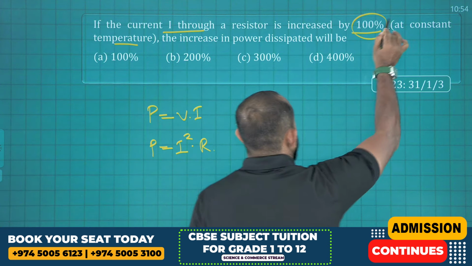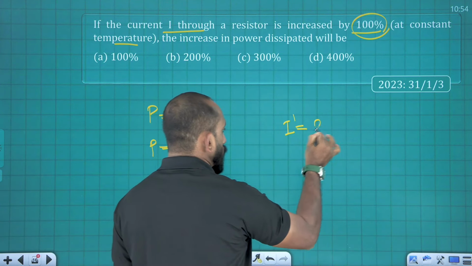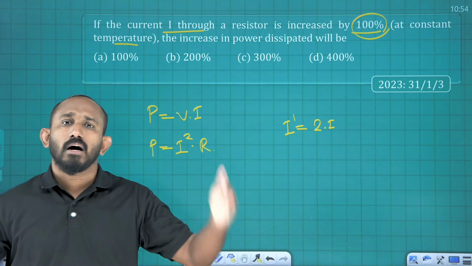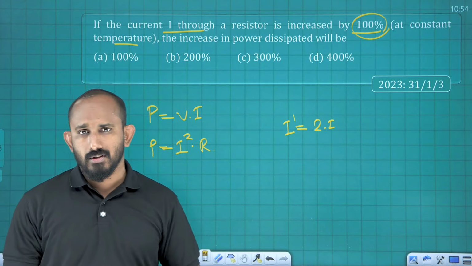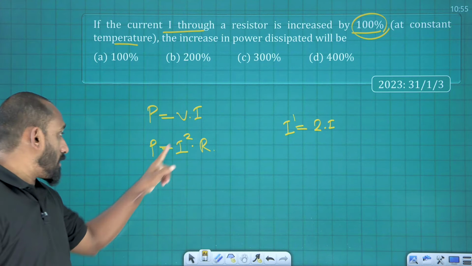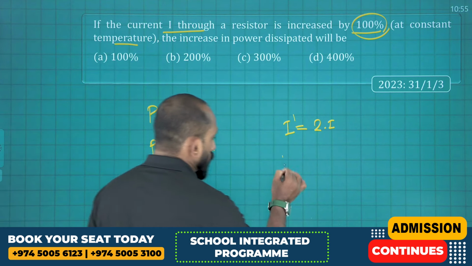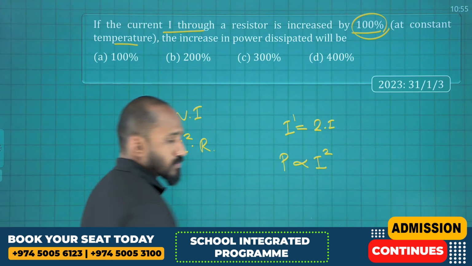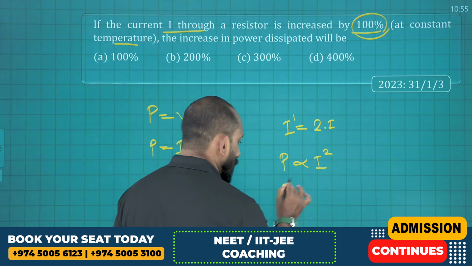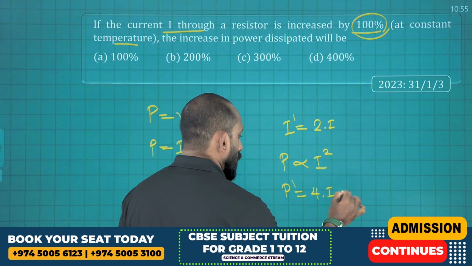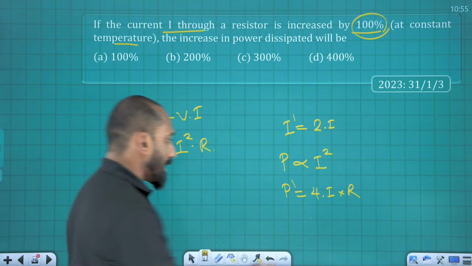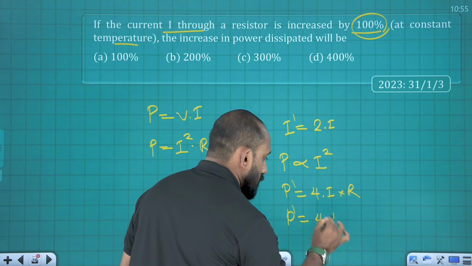A 100% increase means the current becomes double. I dash will be 2 times I. 100% increase means the original current I plus 100 into I by 100, that is 2I. So if I becomes 2I, then since P is proportional to I square, squaring the 2, P dash will be 4 times I square R. The new power will be 4 times the original one. So P dash is 4 times P.